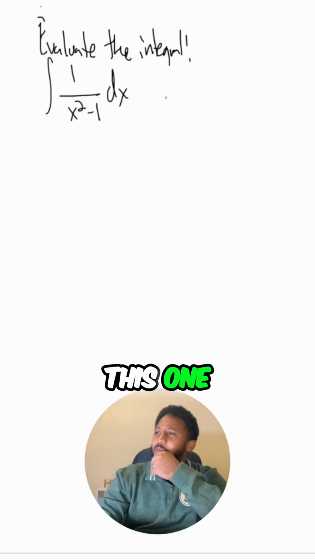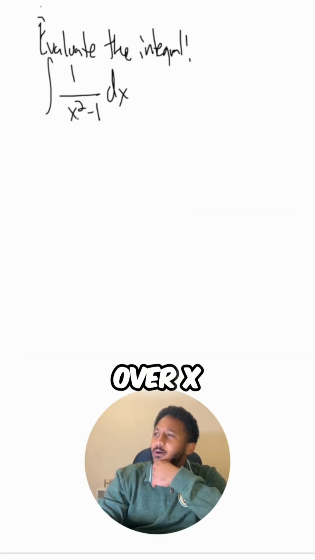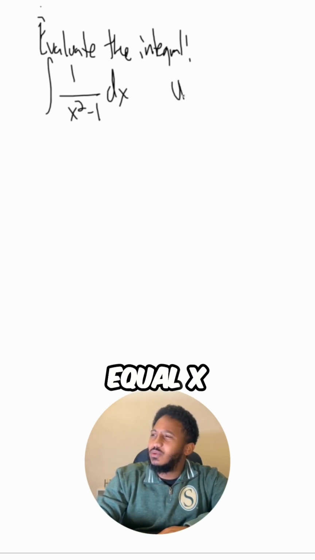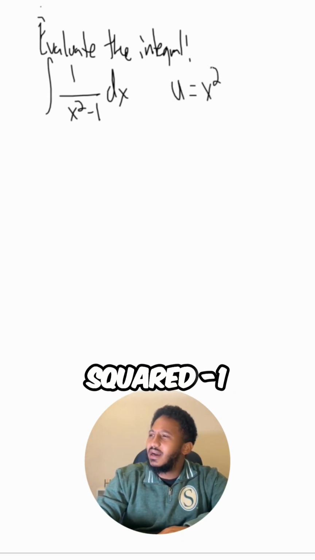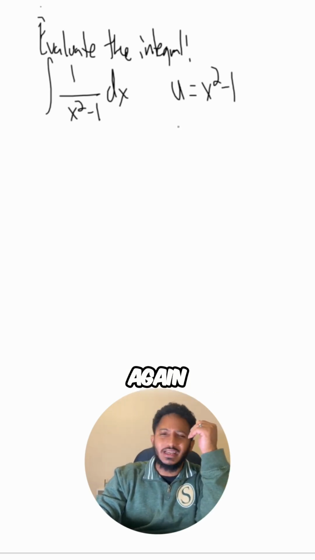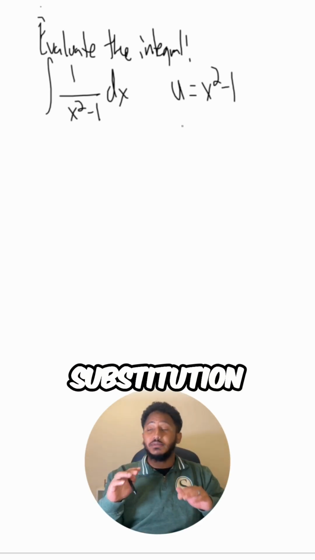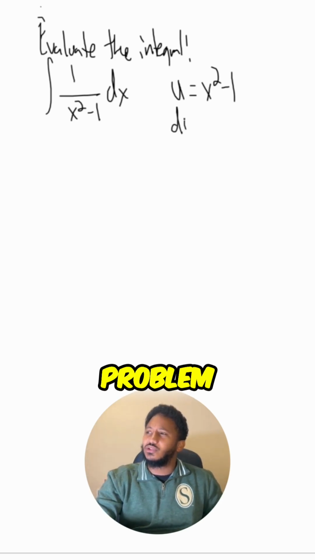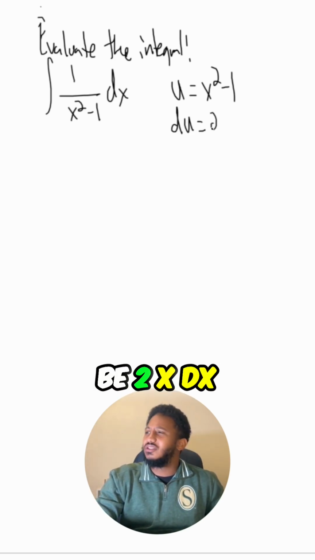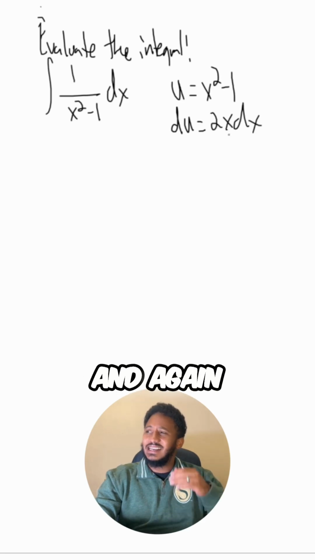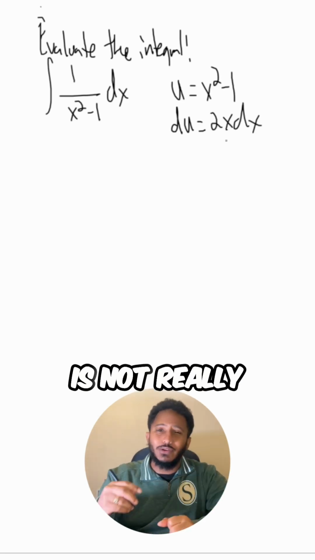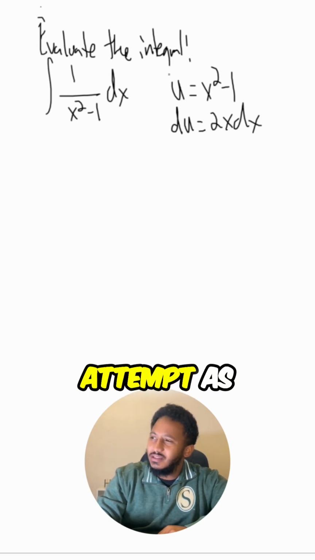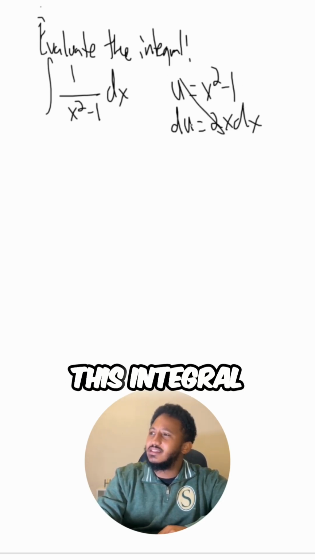So in this one, we have a 1 over x squared minus 1. So the only possibility would be to let u equal x squared minus 1. But then, if we're looking for a u-substitution, we always look to see, is the du somewhere in the problem? So then du would be 2x dx. And again, this 2x part is not really in our problem here. So that's not a good attempt as far as evaluating this integral, okay?